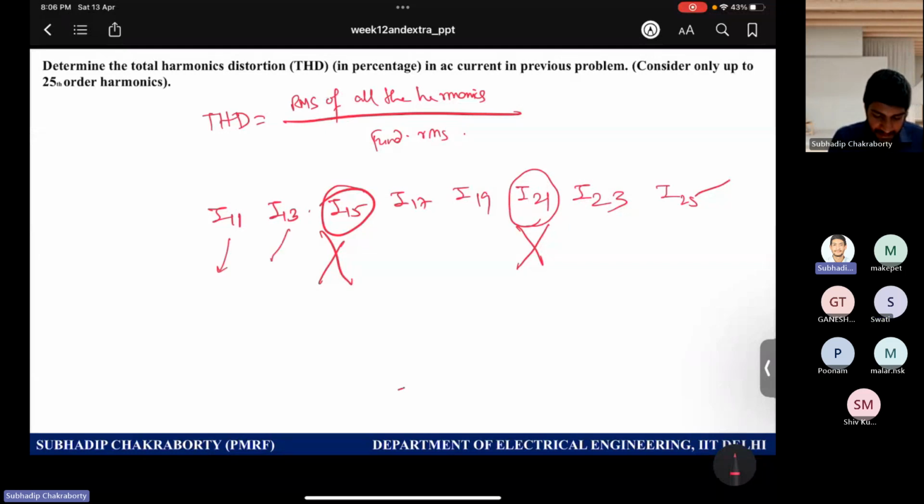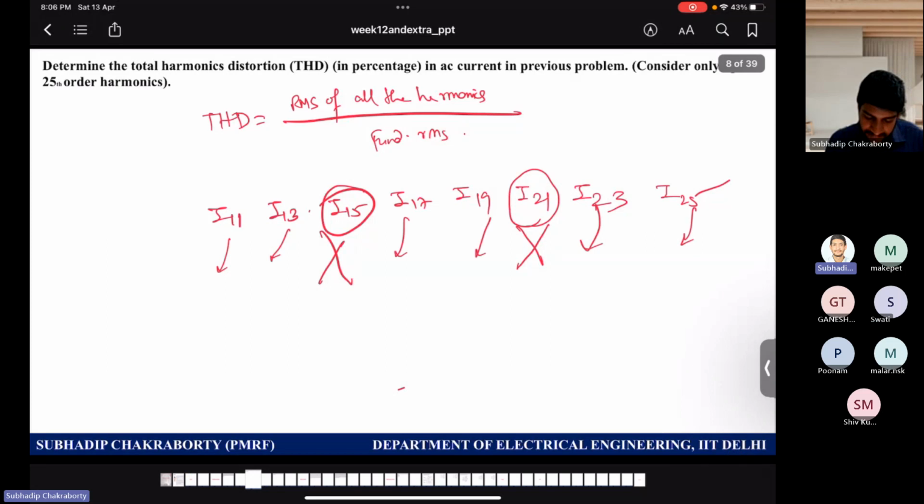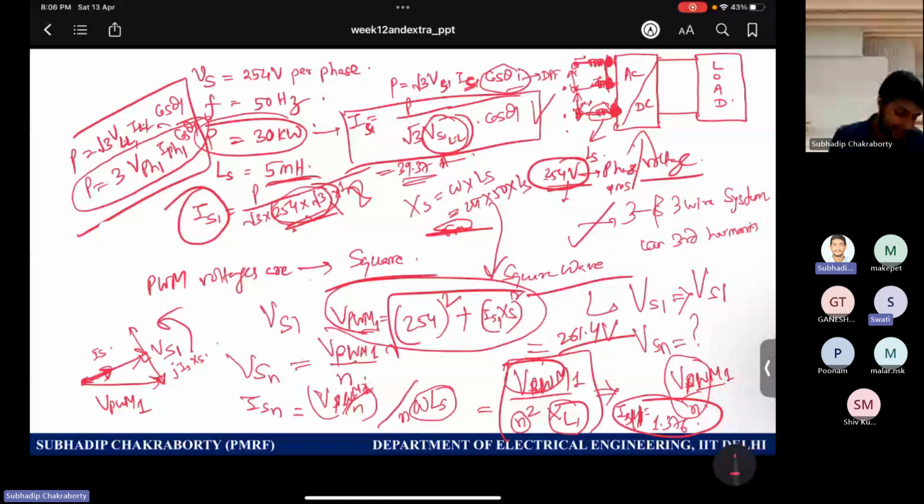So what I am telling is, the third components and their integral multiples will be absent in the 3-phase 3-wire arrangement. That is for sure. So now you calculate for these, because you know the formula, right? VPWM1 you know. From VPWM1, ISN can be calculated. What is the formula? ISN, the strength of the nth harmonic, is VPWM1 divided by n square into XLS, where n is the harmonic order.